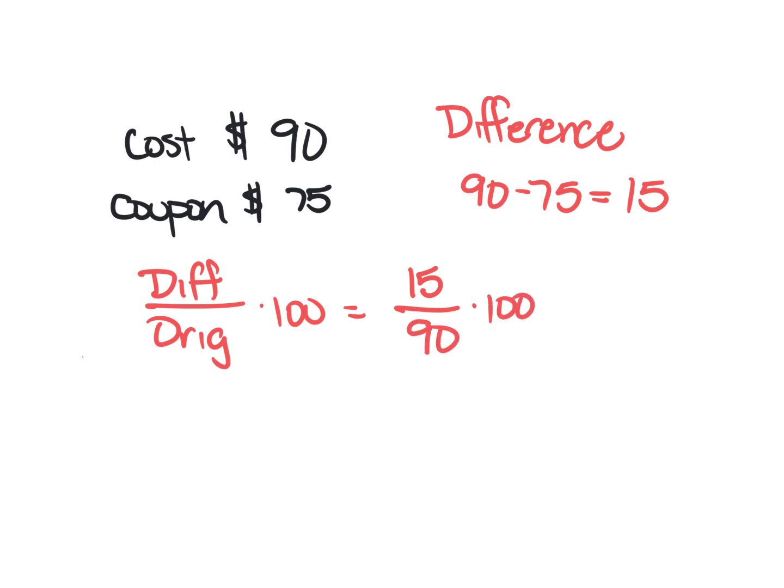So in our calculator, 15 divided by 90 times 100. We get 16.6666666666%. So we'll just round to 16.7%.